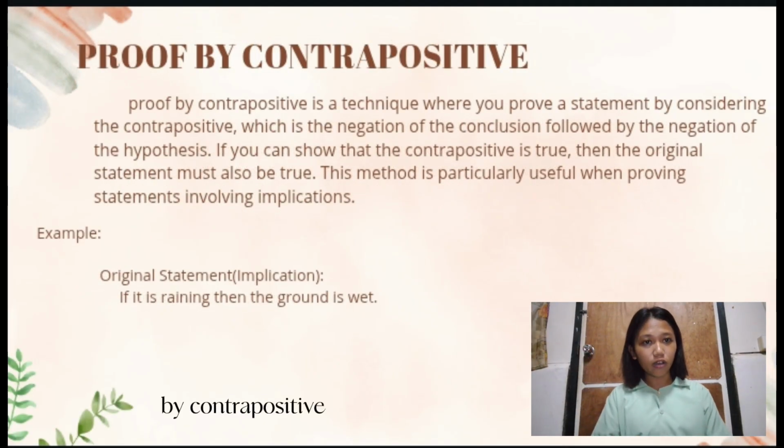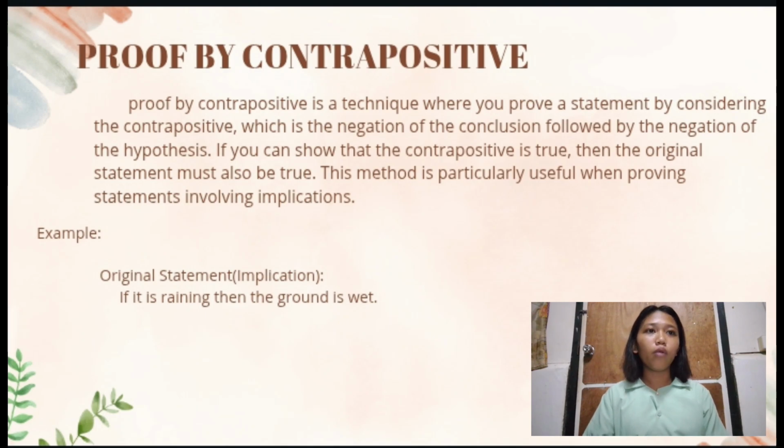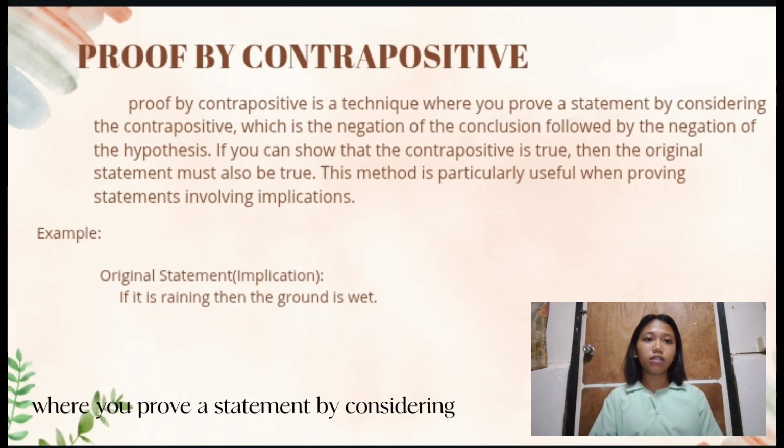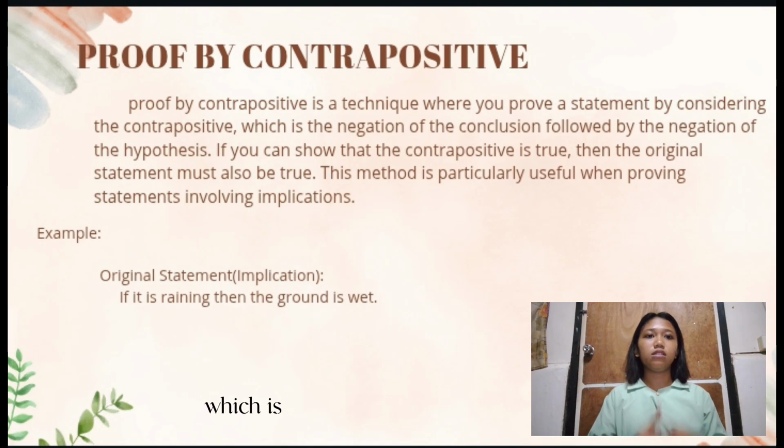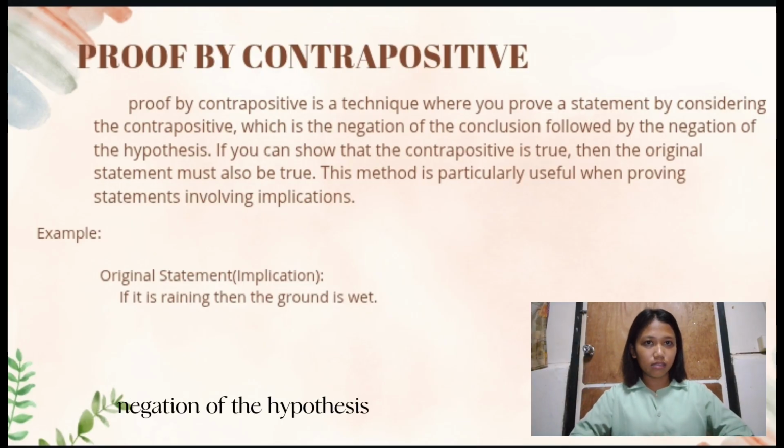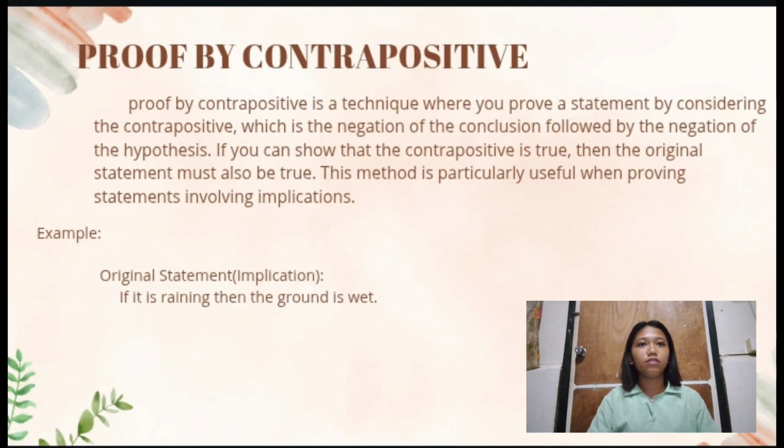So, proof by contrapositive is a technique where you prove a statement by considering the contrapositive, which is the negation of the conclusion followed by the negation of the hypothesis. A contrapositive just means we flip and negate the statement.